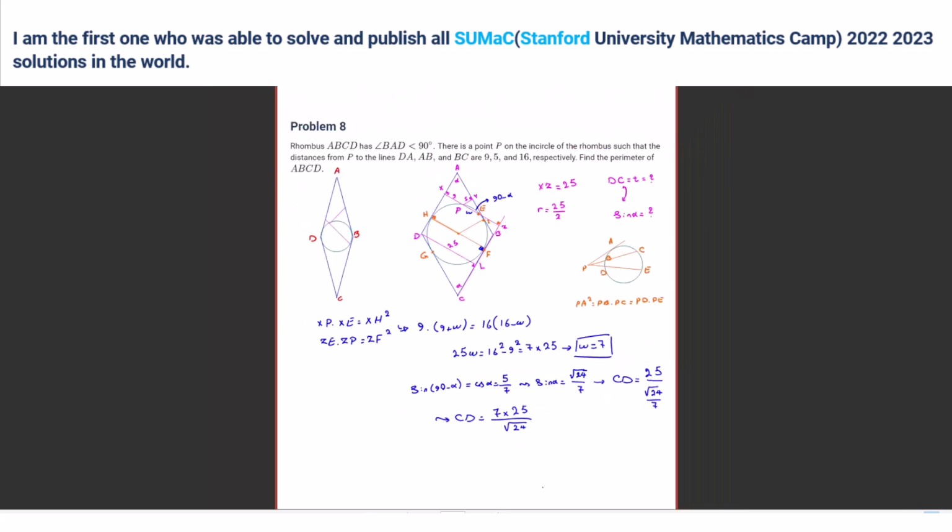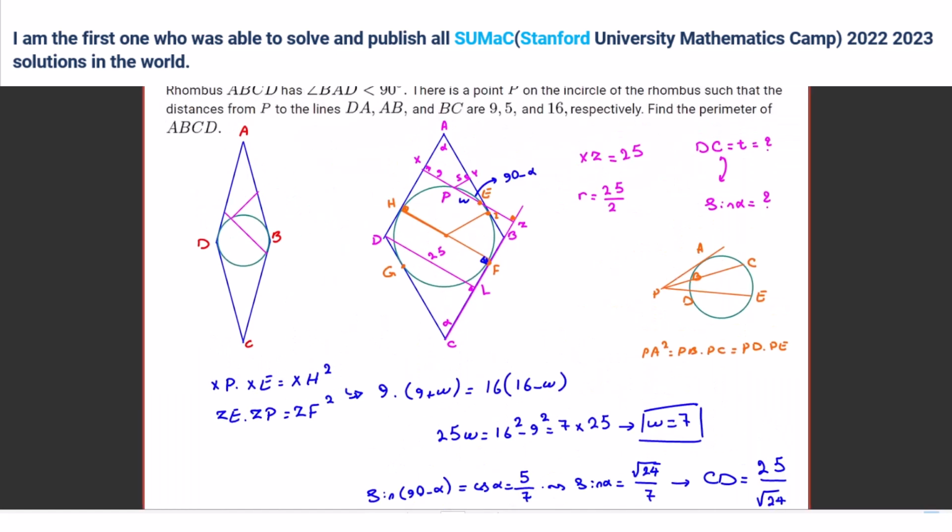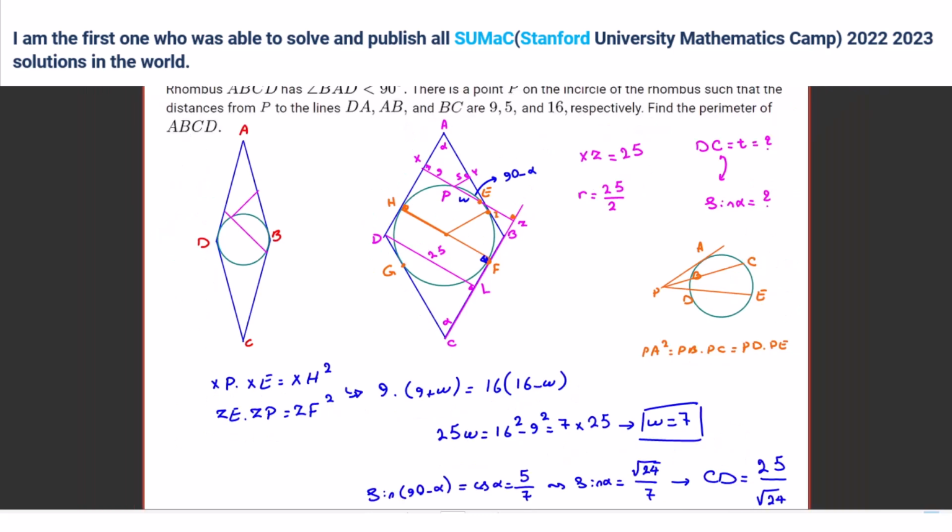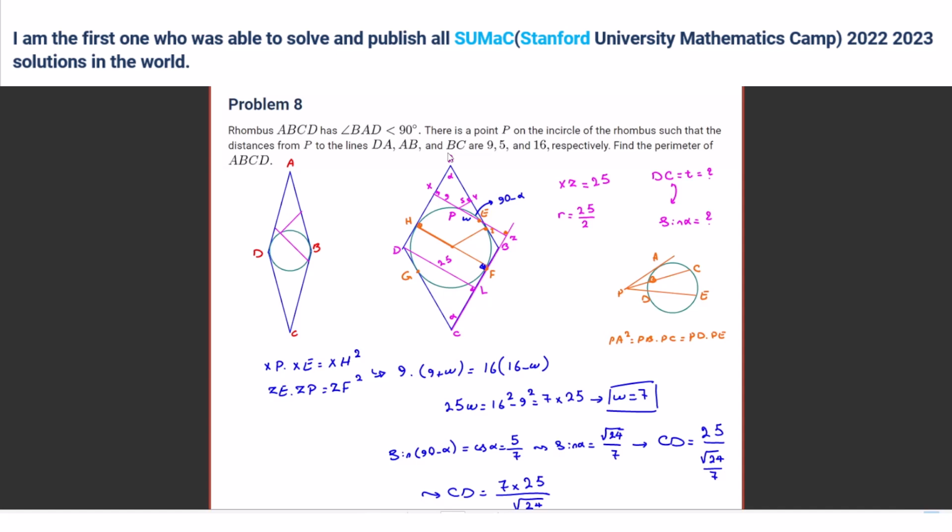But the AIME had to kill us here because the answer should be an integer, right? So in which part did we have a careless mistake? We found W is 7, right? So cosine alpha, we know it's 9. So sine 90 minus alpha was 5. It's 5 over 7. Cosine alpha. So what's the problem here?